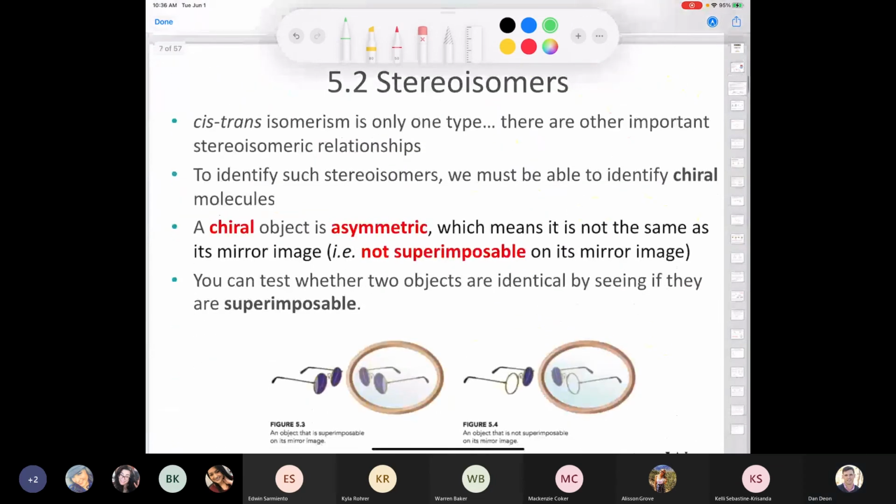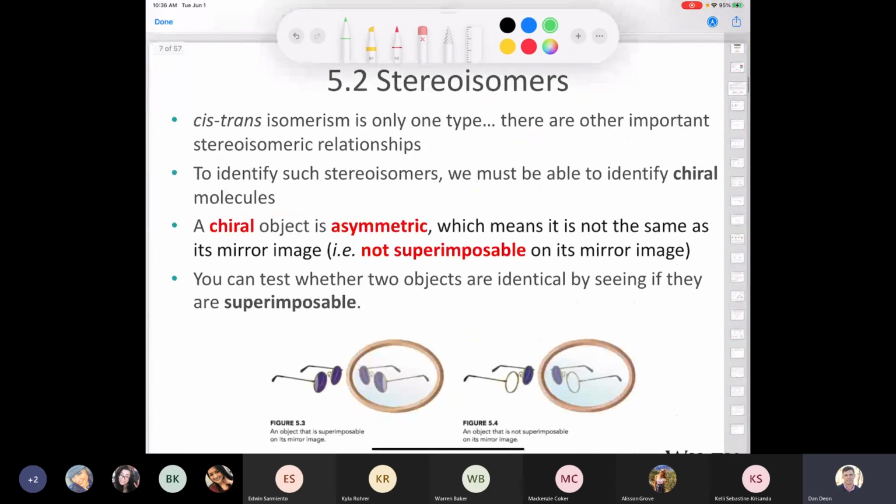Pretty good. So the whole concept of cis-trans is only one type of stereoisomerism. There's a whole bunch of different types of stereoisomeric relationships. And in order for us to identify other types of stereoisomers, we've got to be able to identify what are called chiral molecules. So a chiral object is an object that is asymmetric, which you can simply think of as not symmetrical. In organic chemistry, the way we define it is that it's non-superimposable on its mirror image.